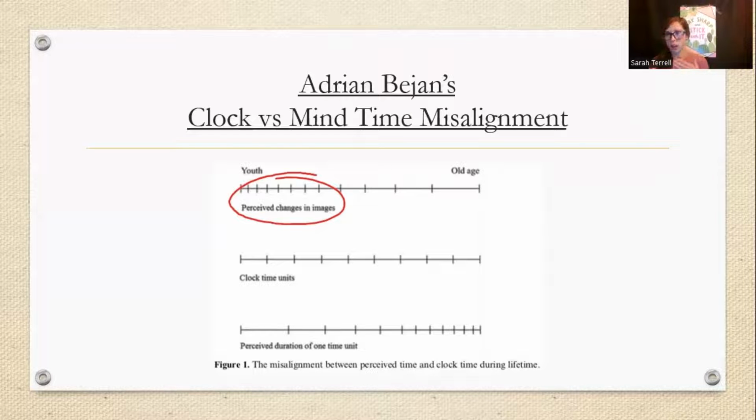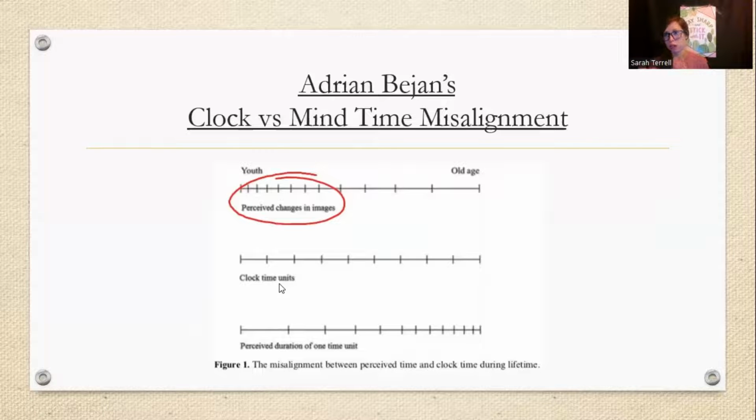We are seeing new things and trying to process that and make new memories of it. What Adrian Bejan calls this is a lot of stimuli. So we have a lot of stimuli in the first part of our life that creates and encodes a lot of these memories. And in old age, we don't have as many changes in imagery in our vision as we do in our youth. And so the next spectrum that you see is clock time.